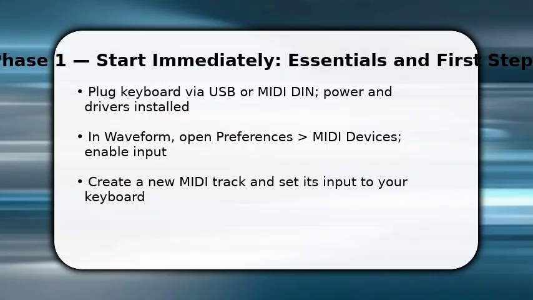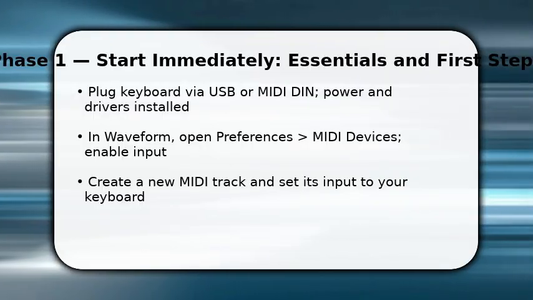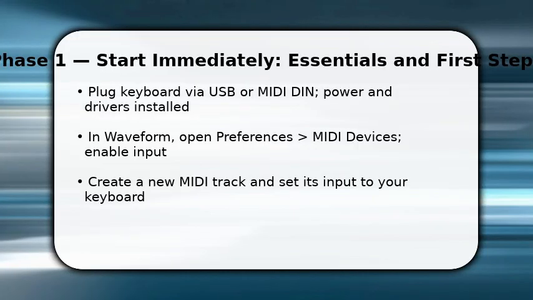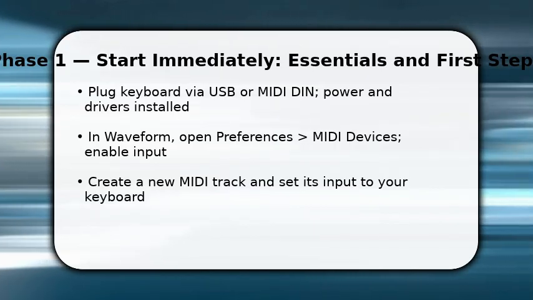Enjoy the video. You start by connecting the keyboard and making Waveform see it. In Preferences MIDI devices, enable the device and allow input. This links physical keys to the software. Once enabled, create a new MIDI track, assign the track input to the keyboard, and select Auto or Record as needed. Make sure Monitor is set so you hear playback.